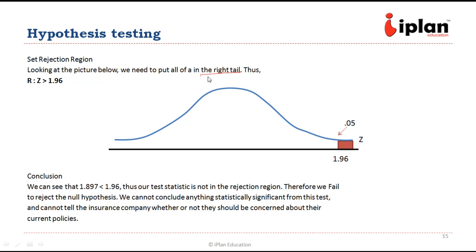If we look at the graph, this is for a one-tailed test, the right tail. This is the critical value 1.96. We are comparing the test statistic with this.